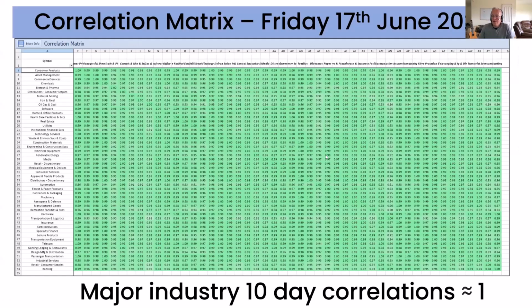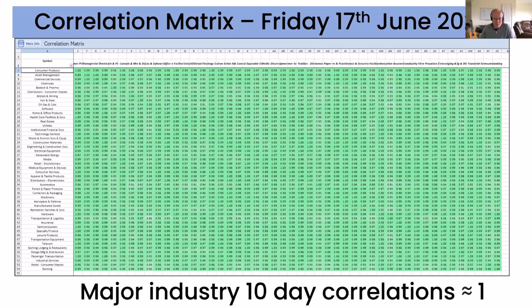And then I showed this at the workshop, and this was the correlation matrix for all of the major industry groups on Friday the 17th. And the correlation was basically everything was correlated. So it's another sign that the market was due to turn, because there was no place to hide. Everything was moving in tandem, and that's not normal.